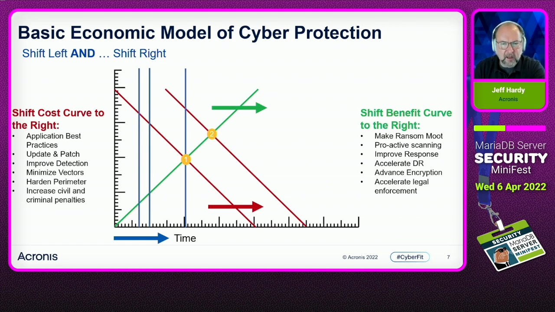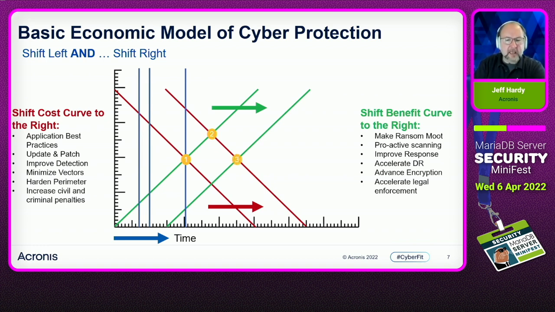Accelerate disaster recovery. Take away the ability for somebody to take you down for a protracted period of time. Advanced encryption. And also another way governments can participate and help us all is to accelerate legal enforcement. Sometimes it takes too long. So what happens with this? This makes the benefit curve also shift to the right. The point moves to point three.